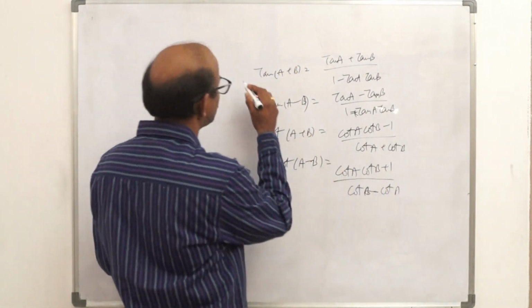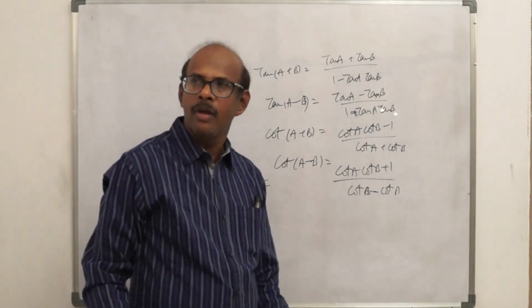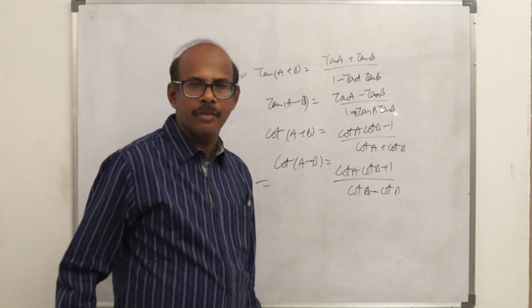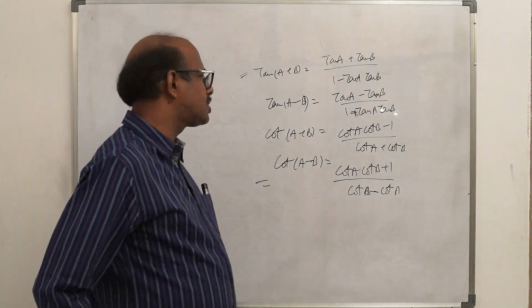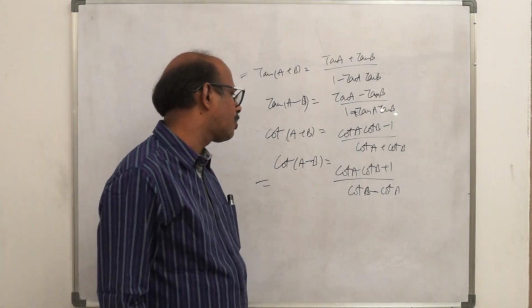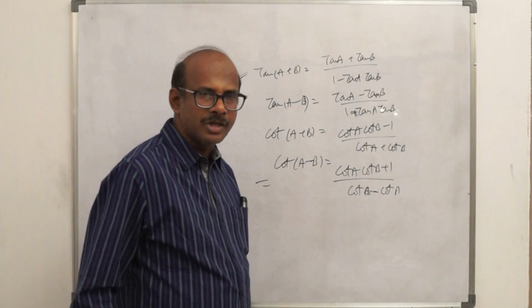My dear students, tan of A plus B formula: tan A plus tan B by 1 minus tan A tan B. Tan of A minus B is tan A minus tan B by 1 plus tan A tan B. Cot of A plus B is cot A cot B minus 1 by cot A plus cot B. Cot of A minus B equals cot A cot B plus 1 by cot B minus cot A.